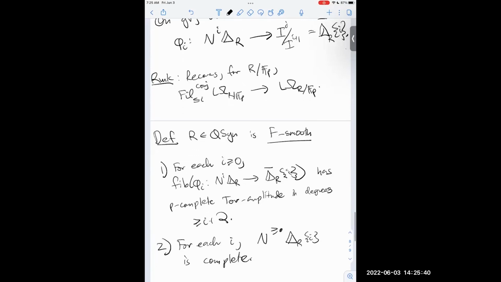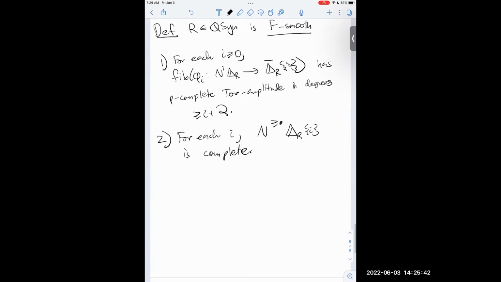Okay. So this is the definition. And so let me give some examples. Right. So first of all, for R over F_p, this is equivalent to the notion of Cartier smoothness.